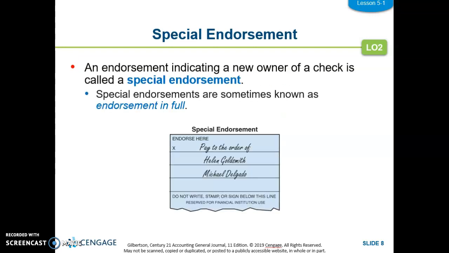An endorsement indicating a new owner of a check is called a special endorsement. Special endorsements are sometimes known as endorsements in full.